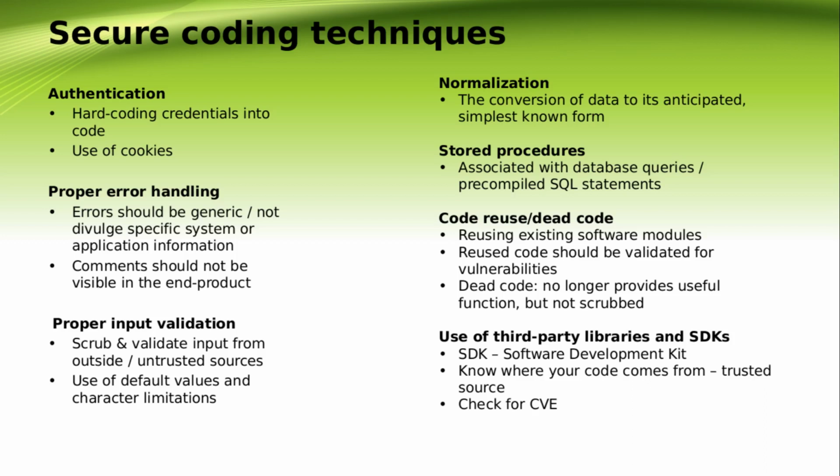When the design is complete, secure programming practices must be implemented. Secure coding requires inspecting the application source code to identify vulnerabilities created by coding errors. You can see the list: authentication, proper error handling, proper input validation, normalization, stored procedures, code reuse, dead code, and the use of third-party libraries and SDKs. These are all very common and very important secure coding techniques.